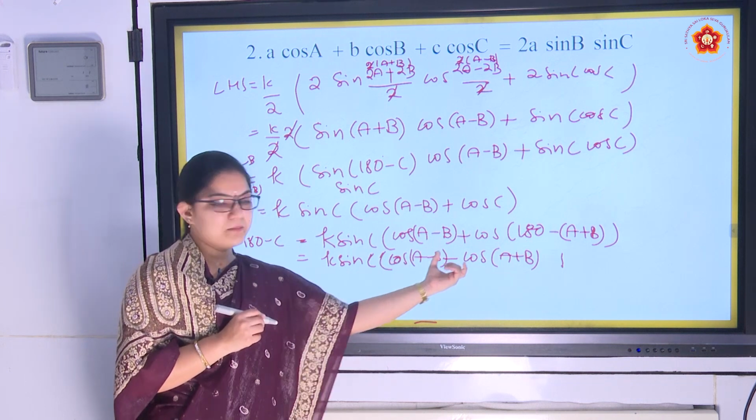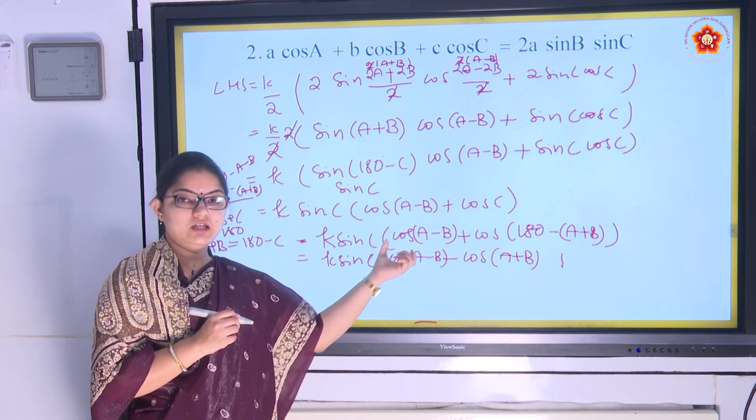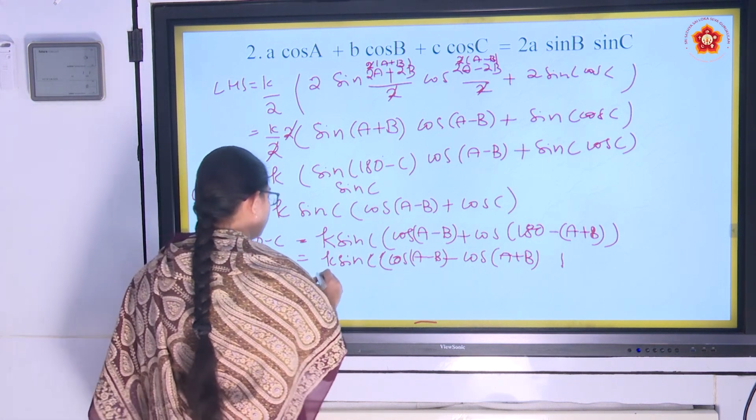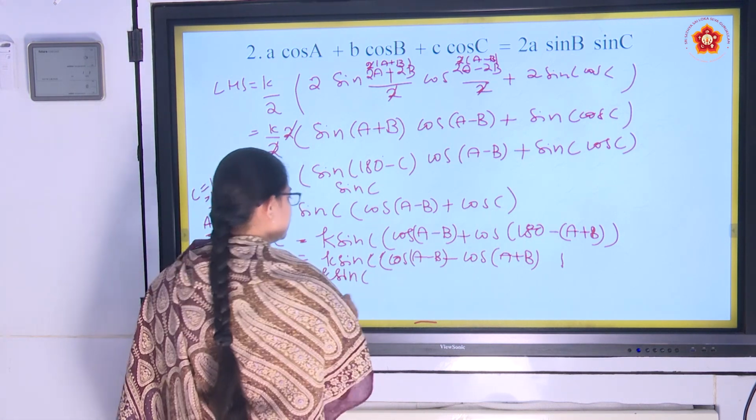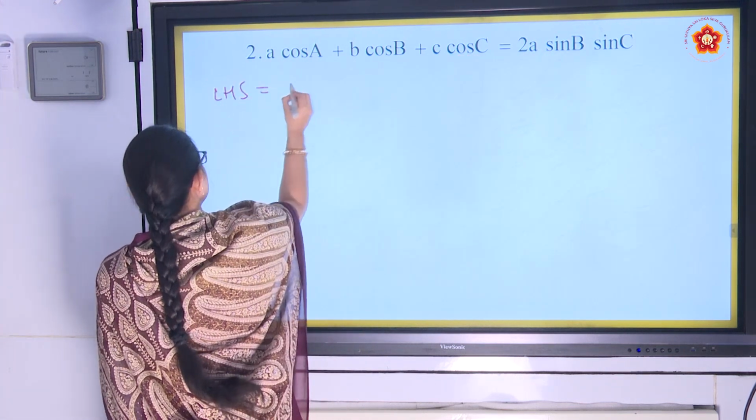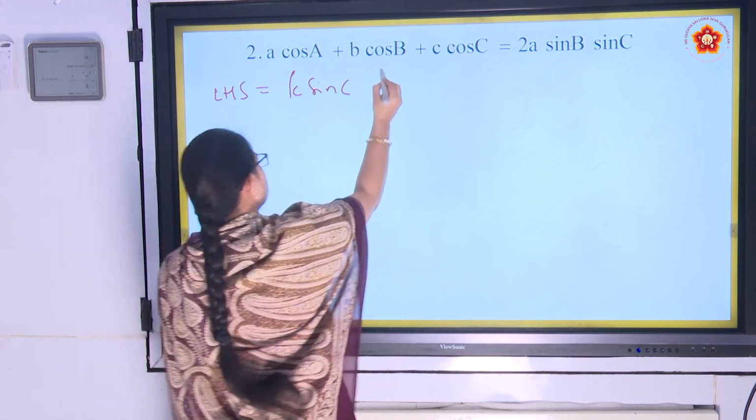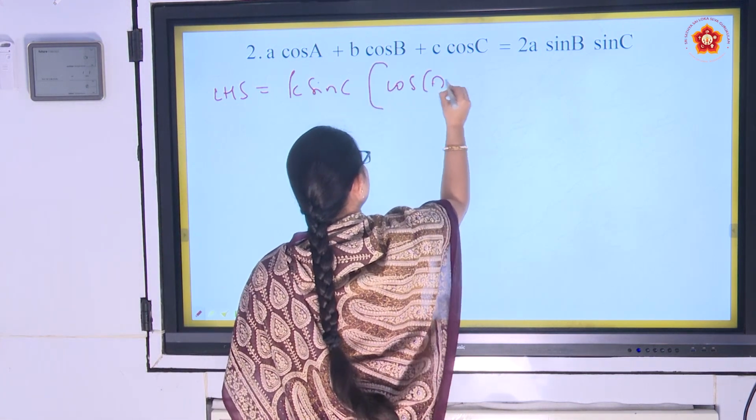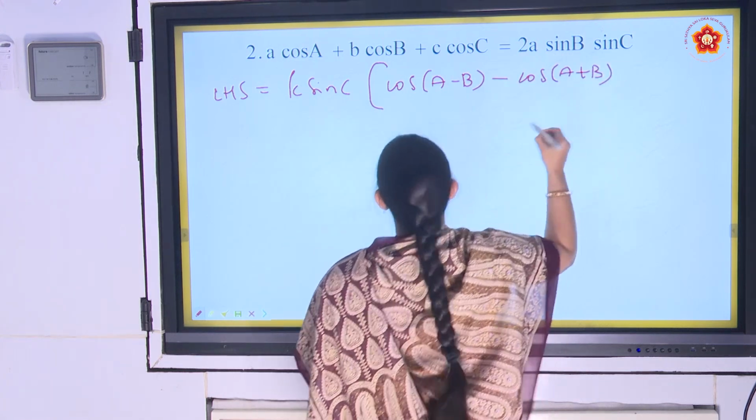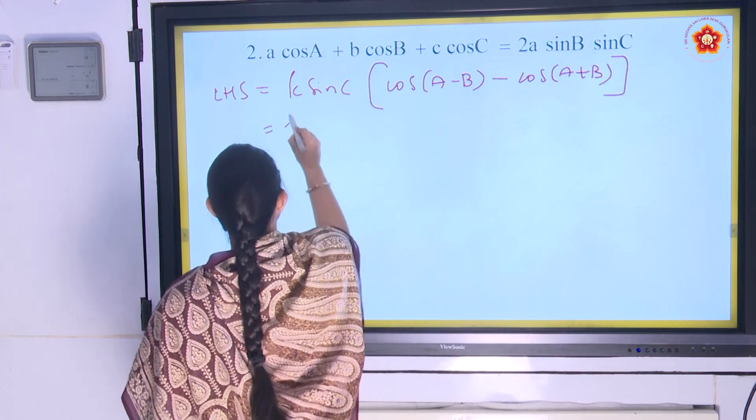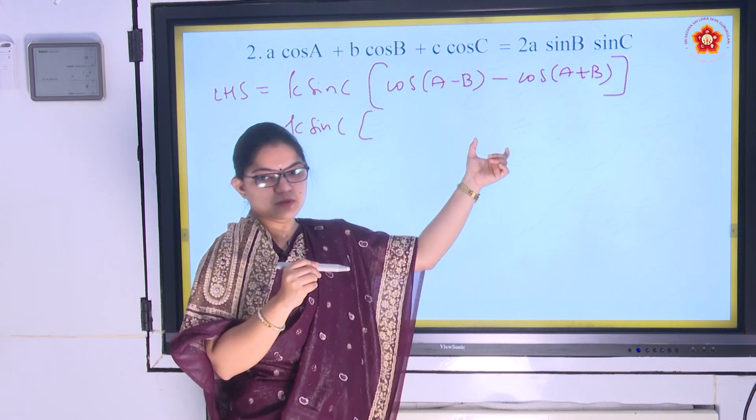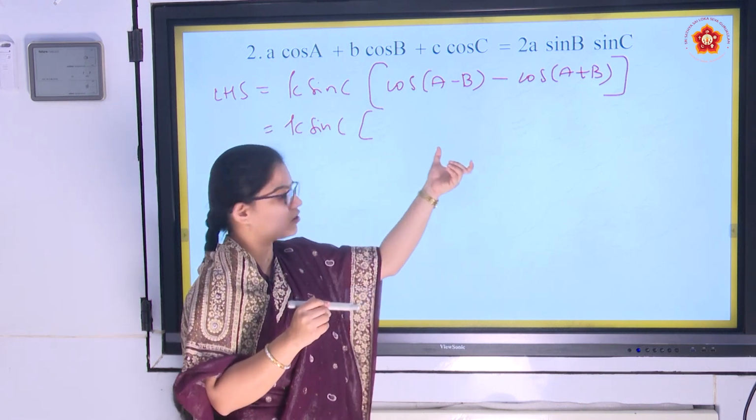So we know the cos A minus cos B formula, that is minus 2 sin (A plus B) by 2 sin (A minus B) by 2. So let us substitute that. We have the left hand side, which is nothing but K sin C into (cos(A minus B) minus cos(A plus B)). So let us simplify that. K sin C into cos(A minus B) minus cos(A plus B). We are applying the cos A minus cos B formula.